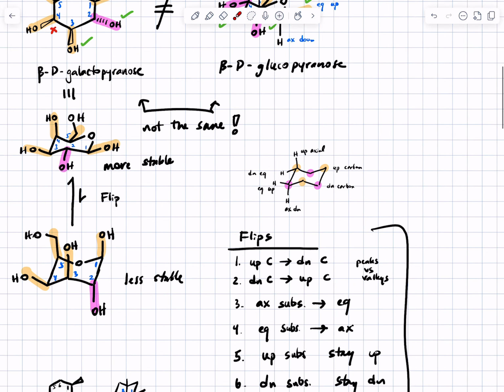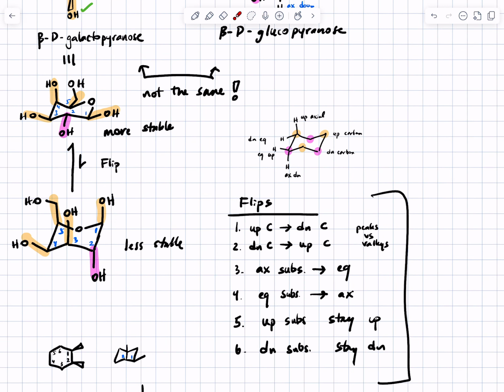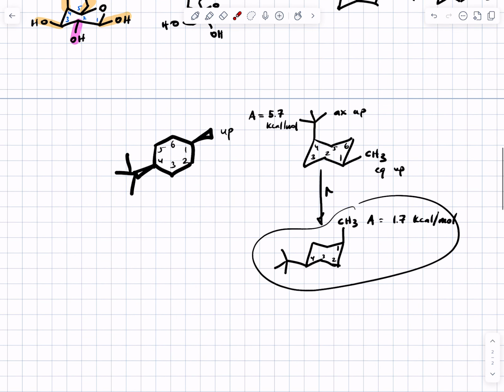You don't want us to memorize the A values? No, you don't need to memorize the A values. I happen to have them in my head mostly. I'm probably wrong to one significant figure or whatever, but yeah, you'll have a table.